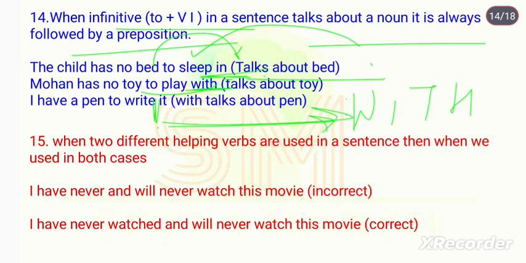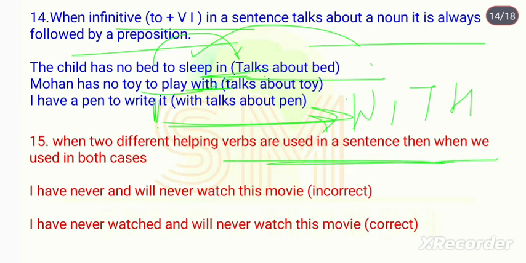Okay, my team has two bats to play with. Like we can use here like this. My team have, not has. India have.